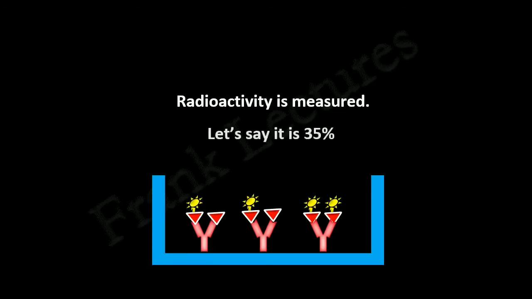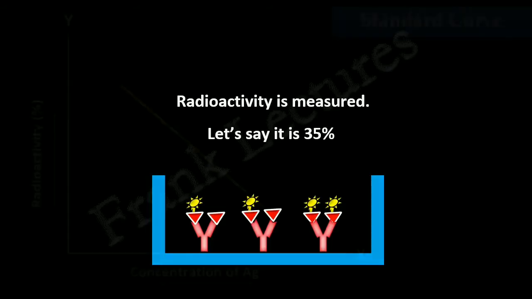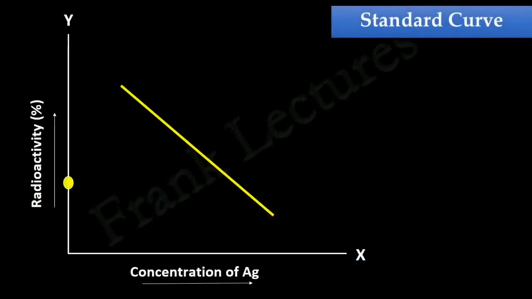Let's suppose radioactivity measured for this well is 35%. Decrease in radioactivity indicates the presence of antigen in the patient's serum. We will extrapolate this value of radioactivity in the standard curve. Thus, we will get to know the quantity of antigen present in the patient's serum.